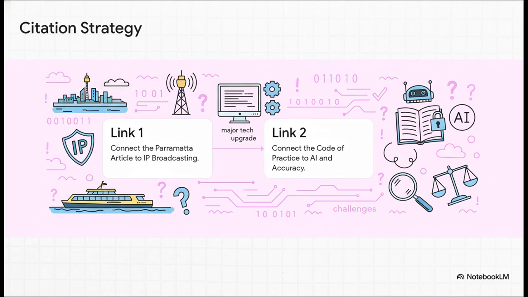So how do you actually do it? Well, you need a clear strategy. Here is a super simple 2-step process to lock in those marks. First, you're going to connect that Parramatta move to a major tech upgrade. Second, you'll connect the Code of Practice to the challenges of new tech, like AI.